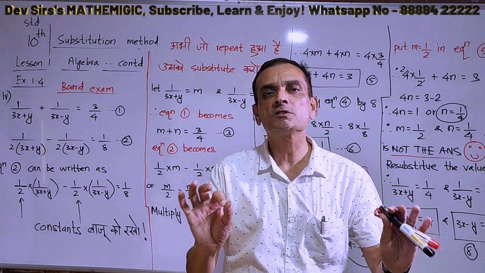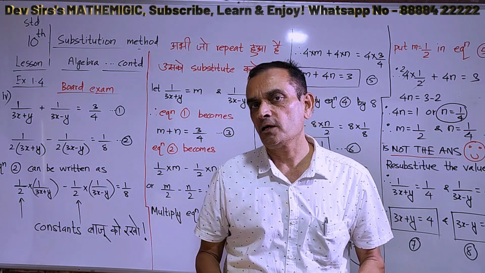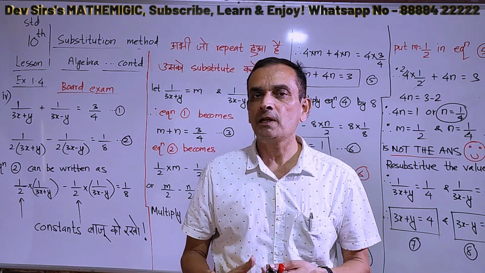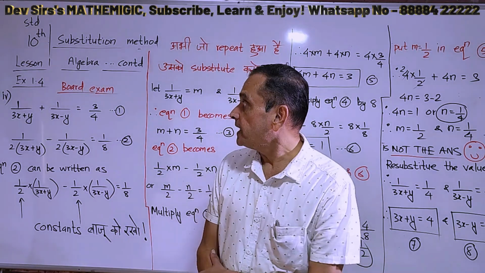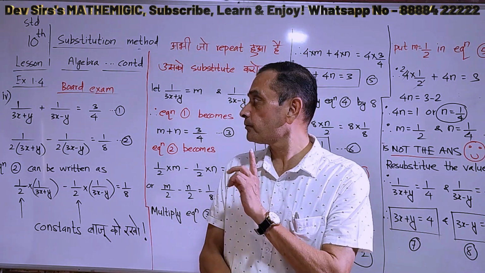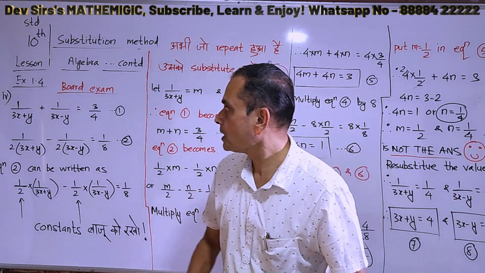Substitution method is the most important method in this chapter, इसलिए मैं दो तीन sum ले रहा हूँ. Yesterday I took one problem, today I am taking one more sum. This was also asked in the board exam. Exercise 1.4, problem number 4. देखते हैं problem क्या है.